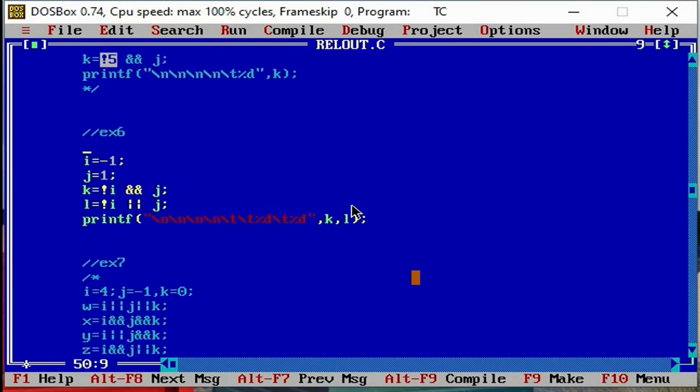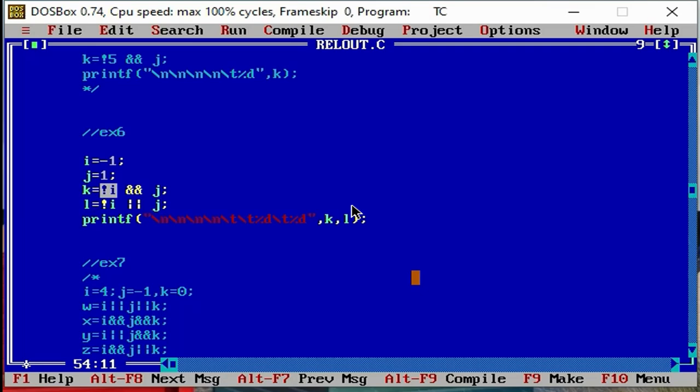Let's move on to the next question. This is question number 6. The value of i is equal to -1, j is equal to 1. The value of k is equal to not of i. Not of i means not of true, since the value of i is equal to -1, a non-zero value. So it is true. Not of true is equal to false. Now one part of the AND operation is false, so 0 will be saved in k.